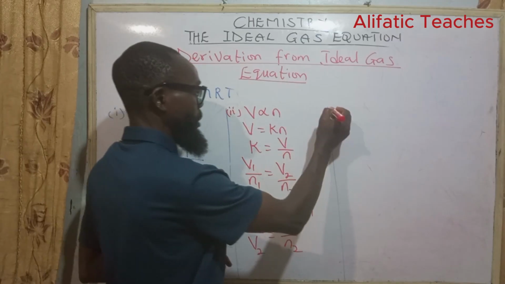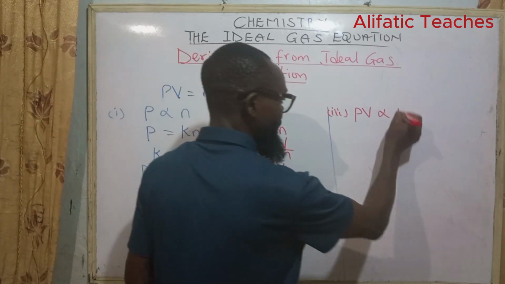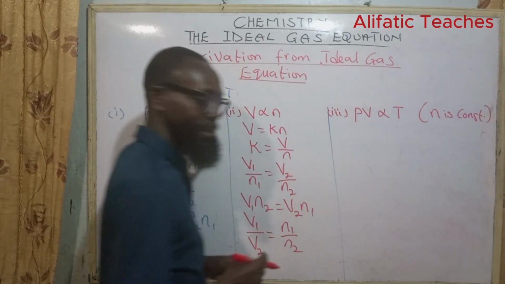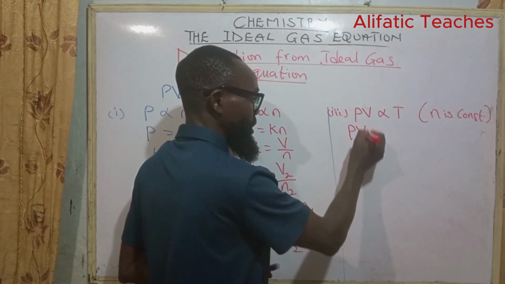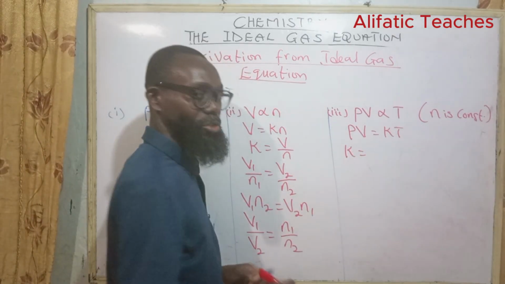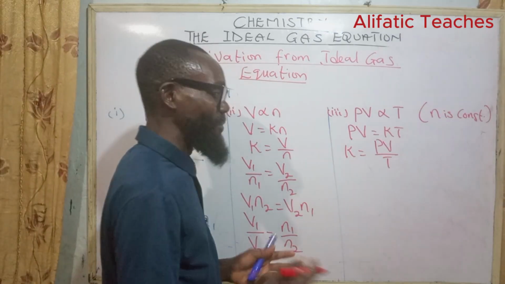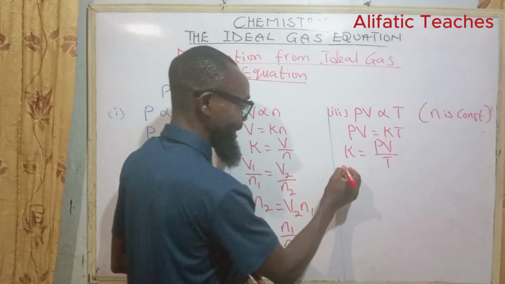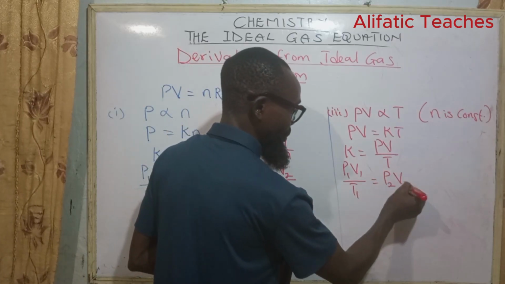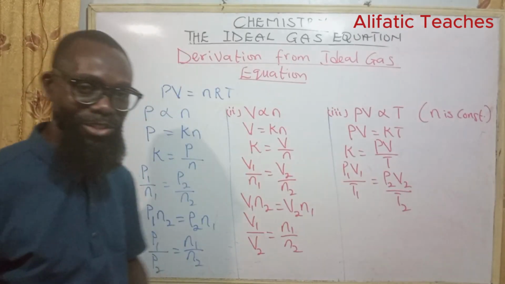Similar to this, the third one: PV will also be directly proportional to our temperature. In this case, our n is constant. n is constant in this place. So PV now is equal to KT. Since K is constant, make K the subject of the formula. So we have PV over what? T. From here, you can modify this to what? P1 V1 over what? T1 equals to what? P2 V2 over what? T2. If you could recall, this is actually the general gas equation.